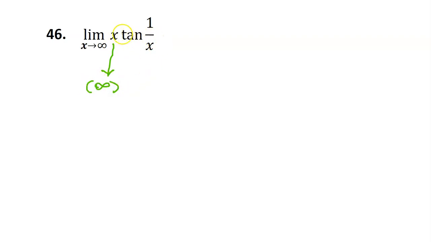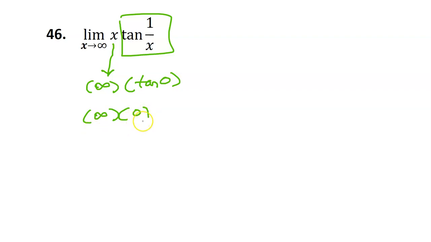infinity. But then I have this other part, 1 over tangent x. As x approaches infinity, 1 over x is approaching 0. And then I have the tangent, maybe I'll just show this. So then I would have the tangent of 0, but the tangent of 0 is 0. So I end up with this sort of infinity times 0.